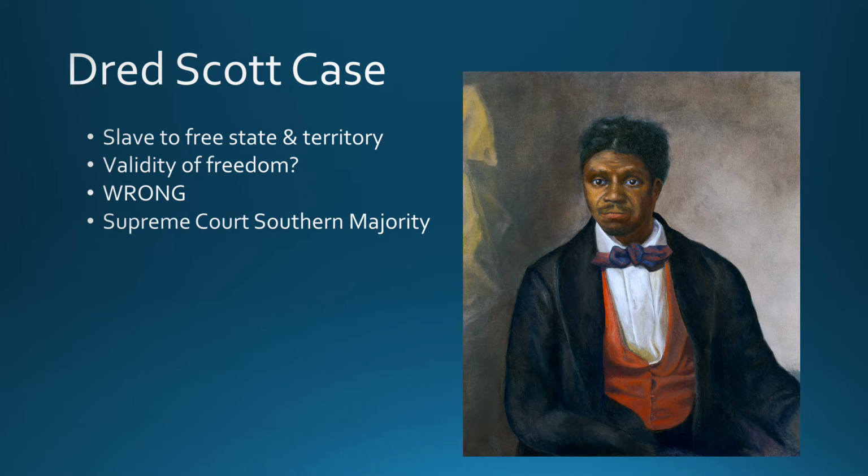Why does the Supreme Court come up with this decision? Well, a few things to keep in mind. Remember, there are 9 justices on the Supreme Court. 5 of the 9 in 1857, which is when this case is heard, are from the South. So there is a Southern majority of the justices. Their decision actually is 7-2 in favor of not granting Dred Scott his freedom. The Supreme Court Chief Justice at this point, Roger Taney, will issue his decision.